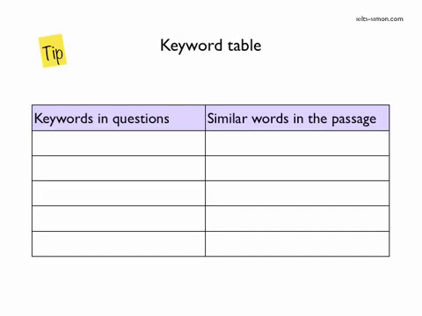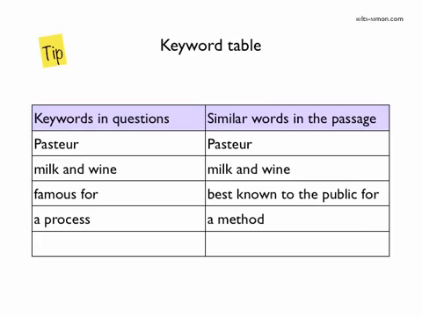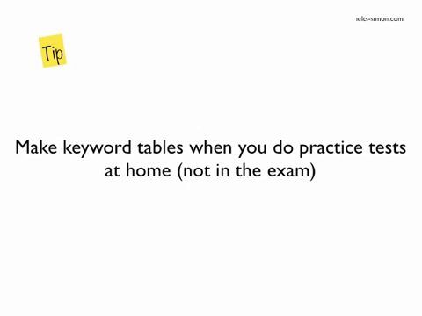So, in this lesson, there were some easy keywords. We found Pasteur in both the question and the passage, and we also found milk and wine. The question contained the word famous for, while the passage contained best known to the public for. A process is similar to a method, and make safe for consumption meant the same as stop from causing sickness. It's really useful to make keyword tables like this every time you do a practice test at home, but not in the exam, of course.